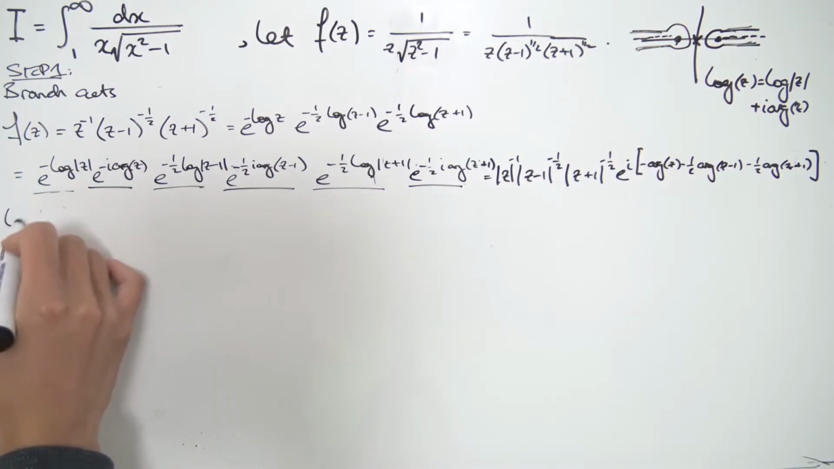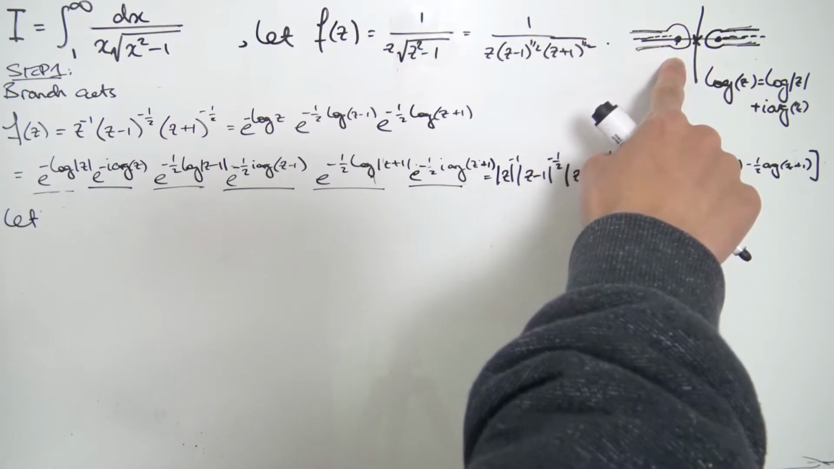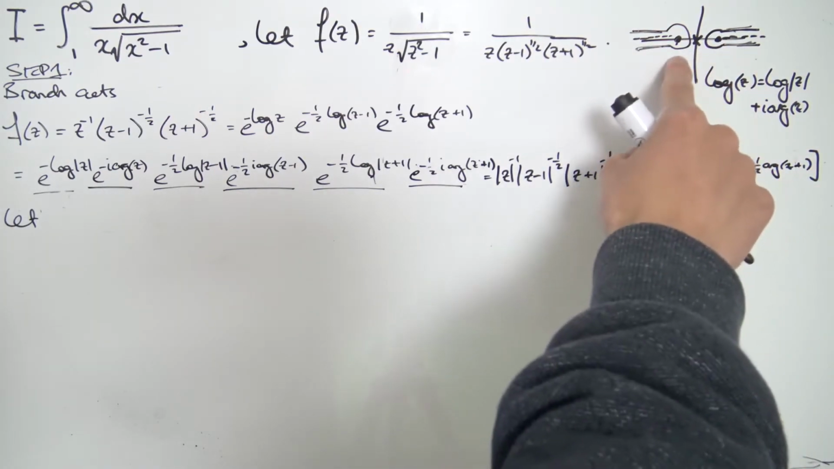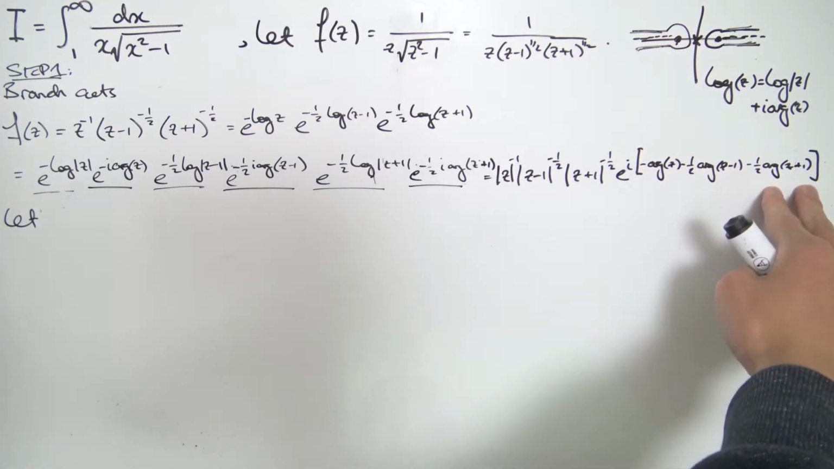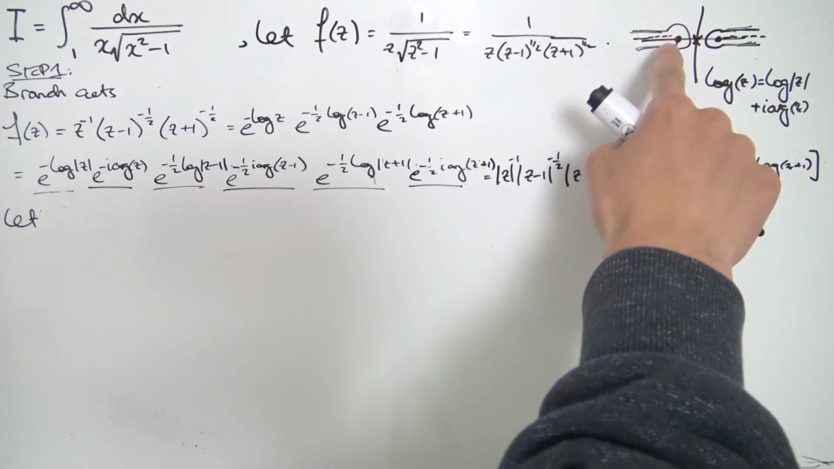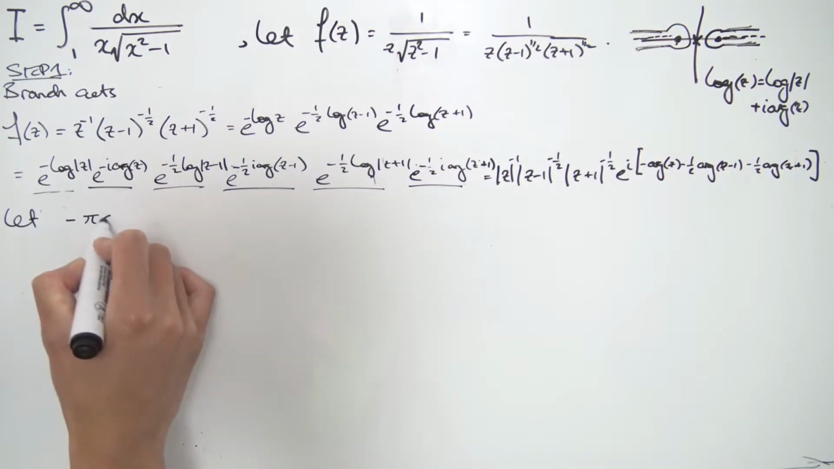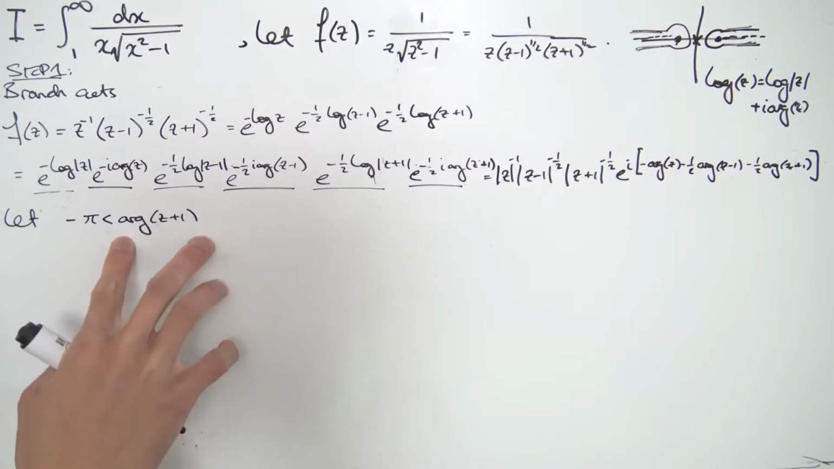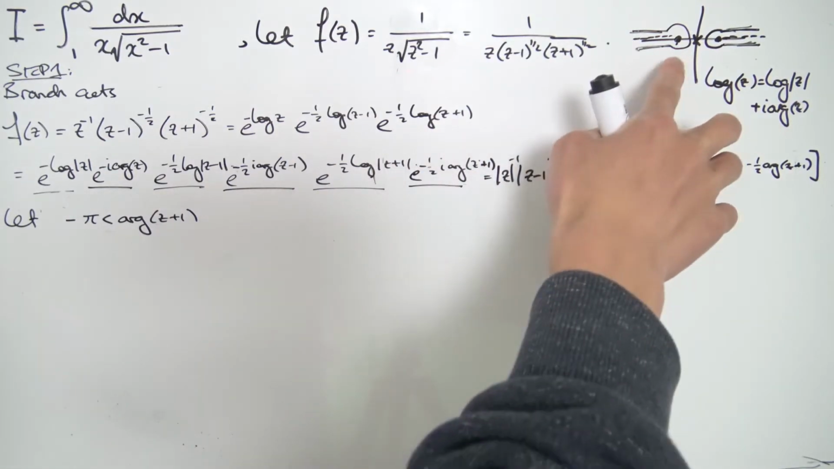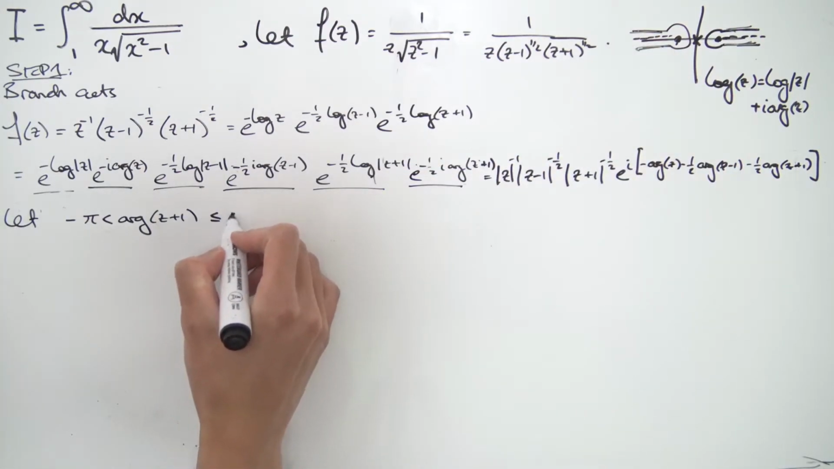So notice over here, on the branch around z equals minus 1, which corresponds to arg of z plus 1, we want the branch cut to be along the negative real axis, which means we want minus pi to be less than the arg of z plus 1, corresponding to the point z equals minus 1, and we want this to be less than pi.